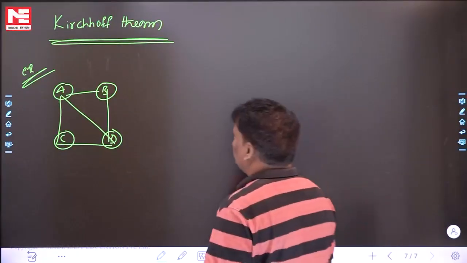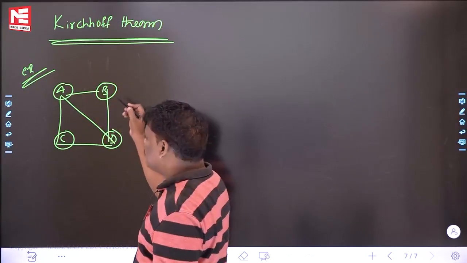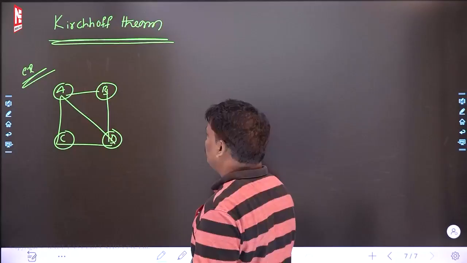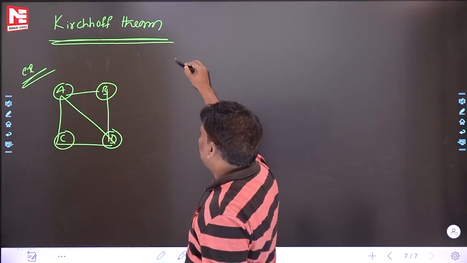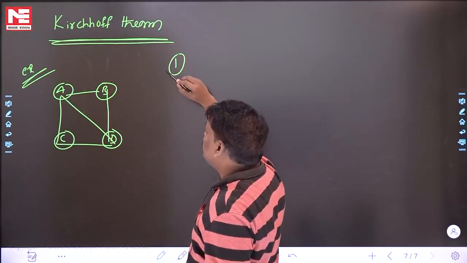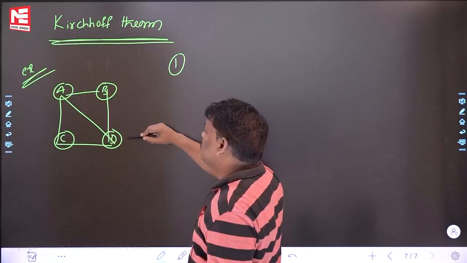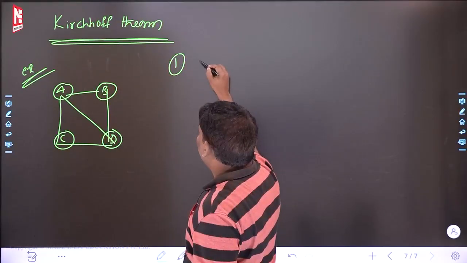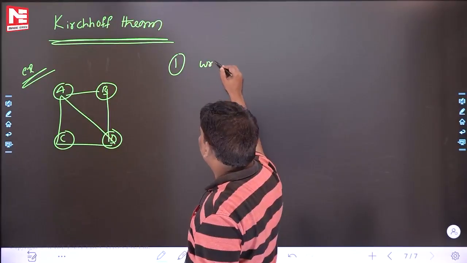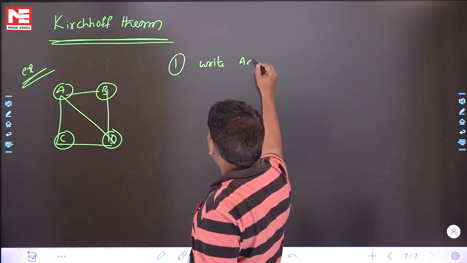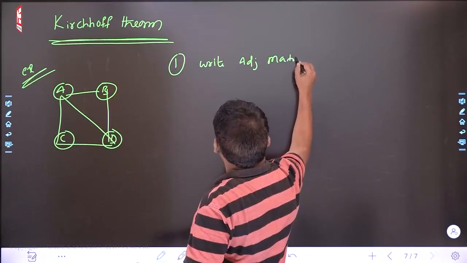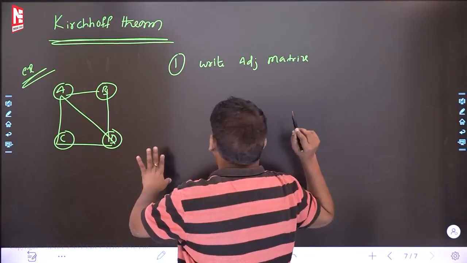Let's see this one. Using this theorem, we will calculate how many spanning trees there are. I am doing it now. See the first step. Using Kirchhoff's theorem, finding the number of spanning trees for the given graph, the first step is to write the adjacency matrix for the given graph first.